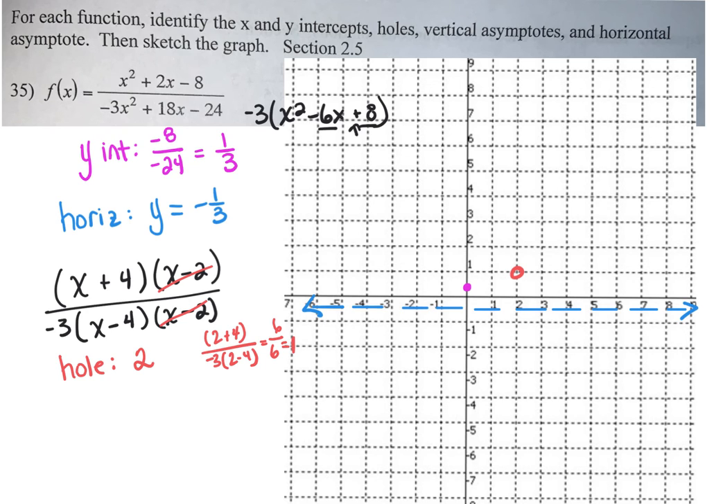All right, for my vertical asymptote, that is what makes the bottom 0 but does not cancel. What makes the bottom 0 but does not cancel, okay? And that is going to be just 4.